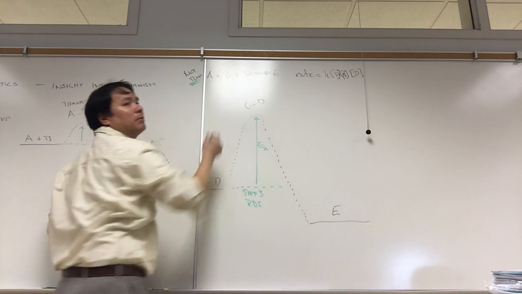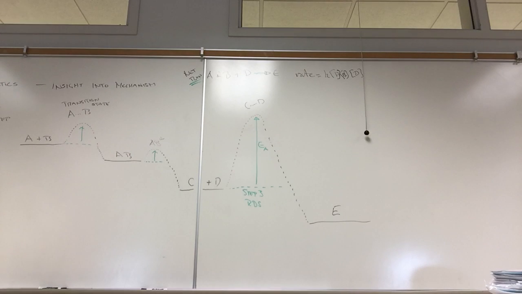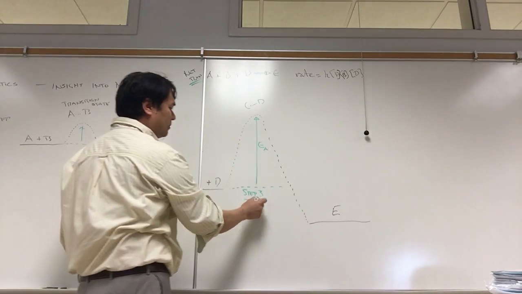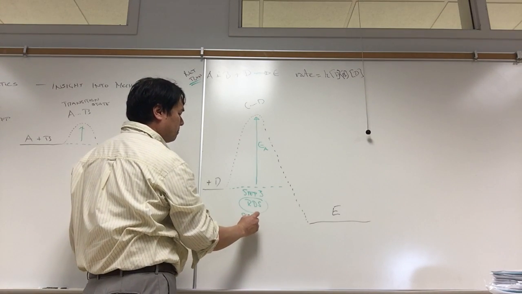This would be a 3-step process. What's that? RDS. RDS stands for rate determining step, the slowest step. Thank you.